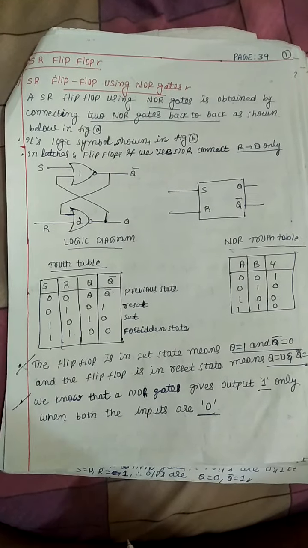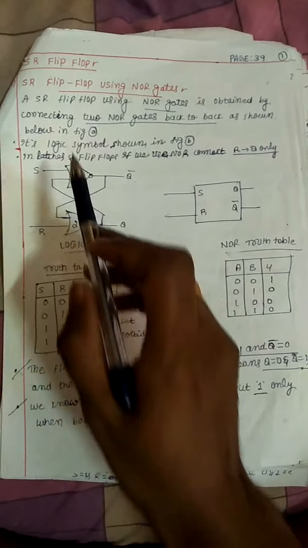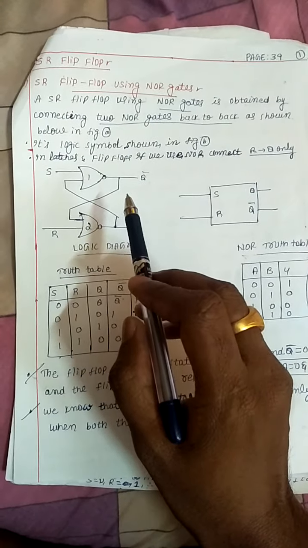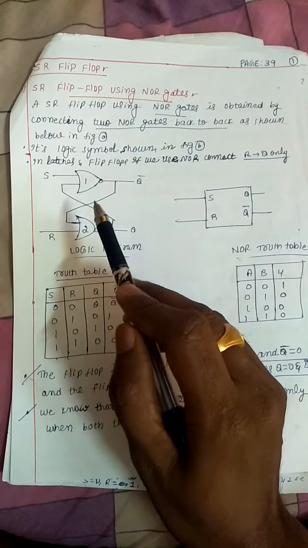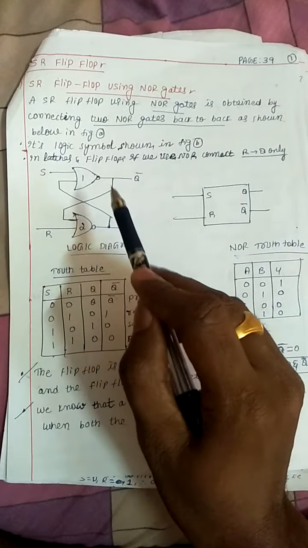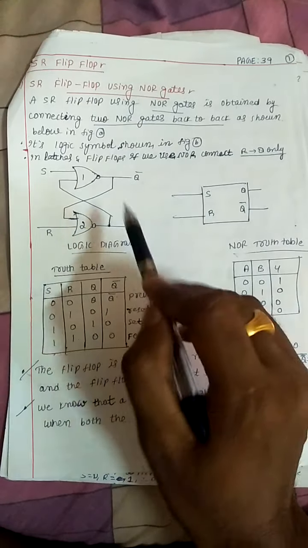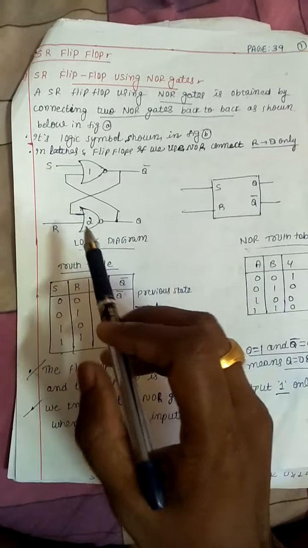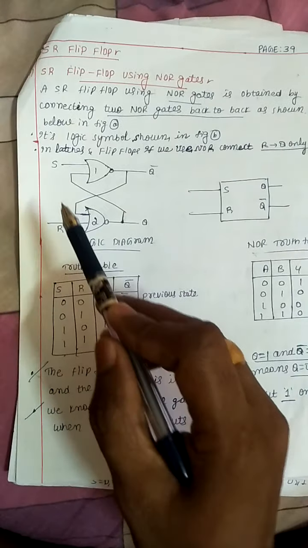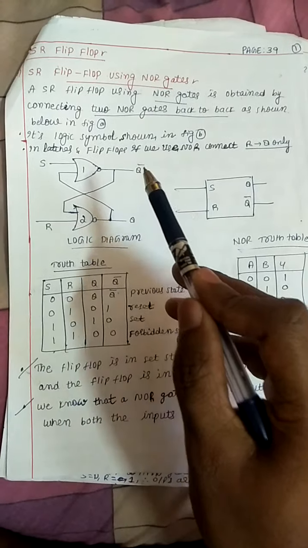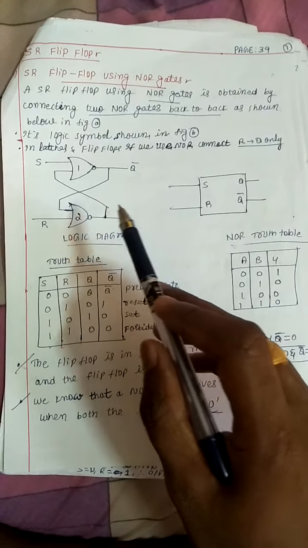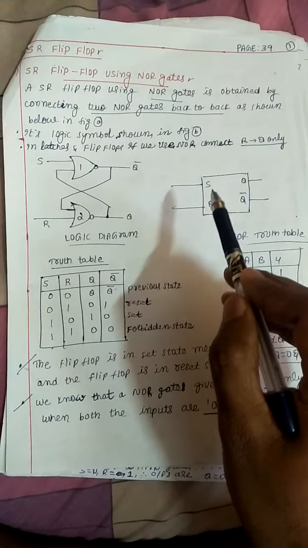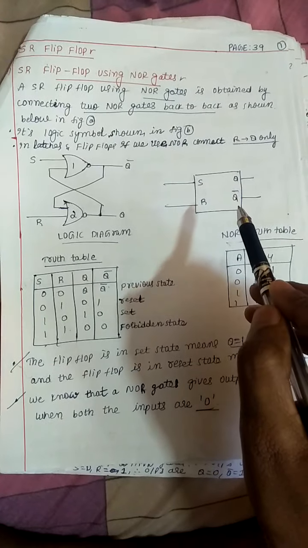Okay, in today's class I am going to discuss the SR flip-flop using NOR gates. An SR flip-flop using NOR gates is obtained by connecting two NOR gates back to back as shown here. There are two inputs, S and R, and two outputs, Q and Q bar. This is a logic diagram and this is a logic symbol. R and S are the two inputs, Q and Q bar are the two outputs.